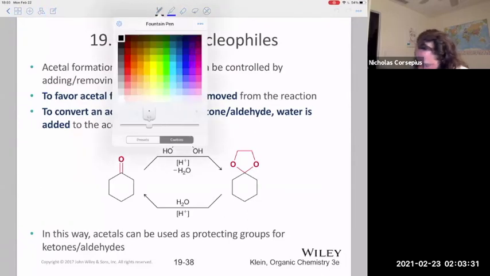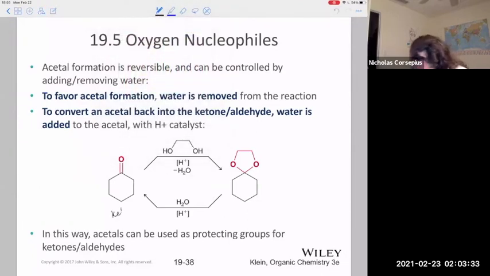So real quick, here's my ketone. Here's my cyclic acetyl. I can trap it in that acetyl formation by removing the water. That's what that minus H2O step is. And then I can promote the reverse reaction by just adding water under acidic conditions, okay?